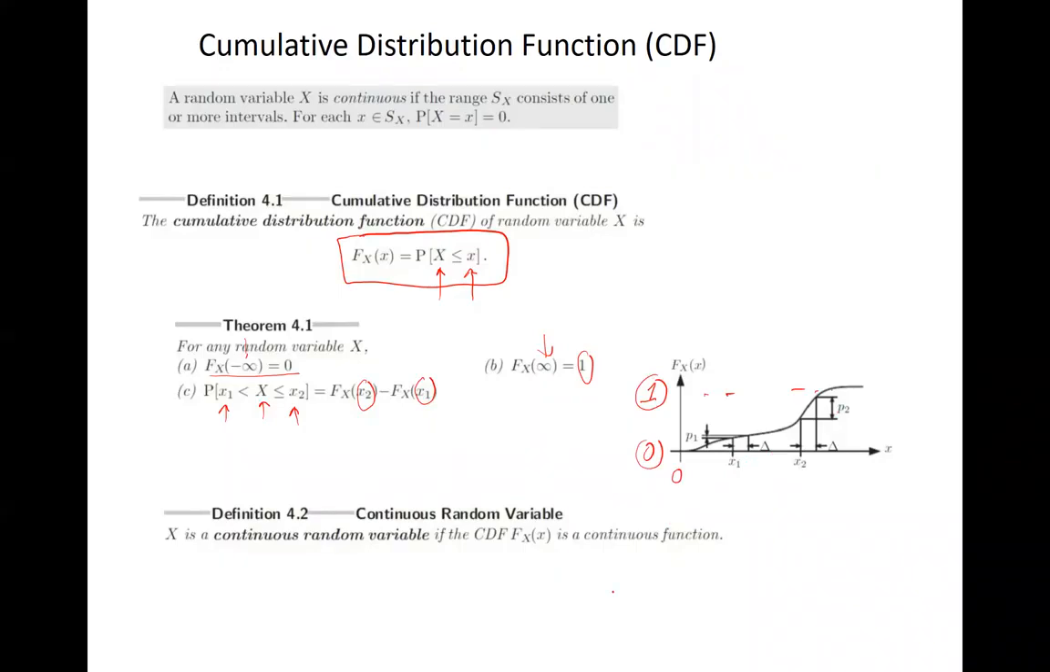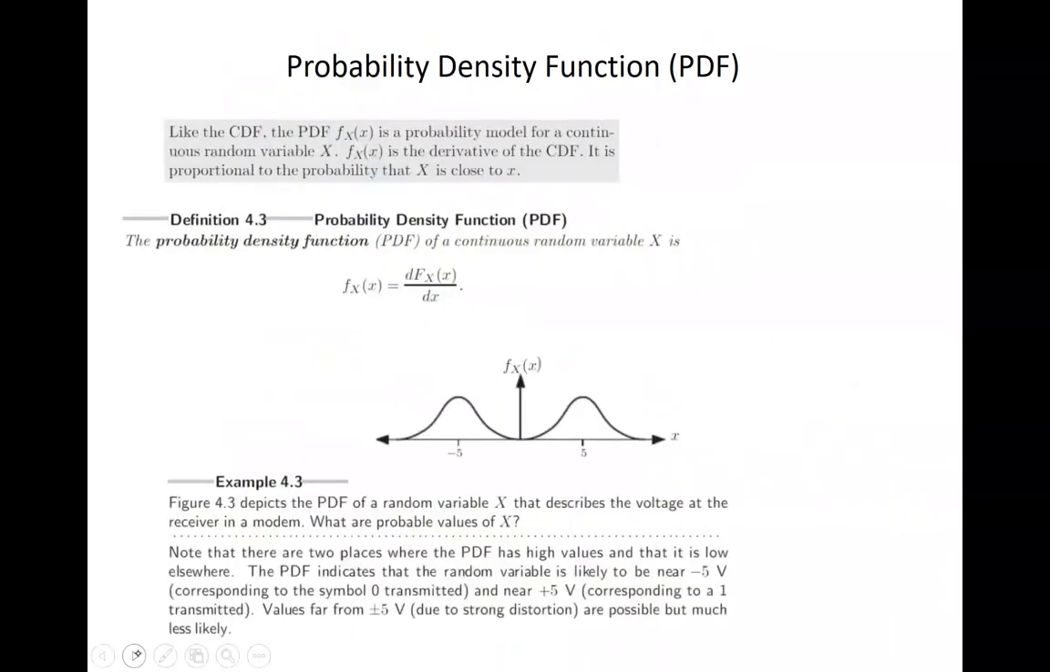A continuous random variable can then be simply defined based on this CDF concept. If we have a continuous CDF, then that random variable is a continuous random variable. Probability density function: the probability density function is simply the derivative of the CDF.